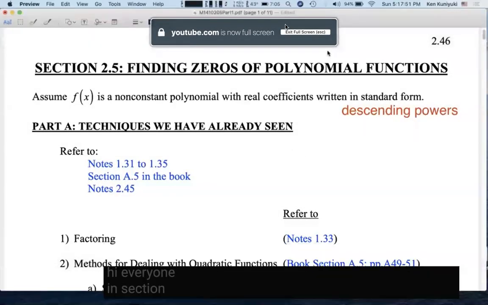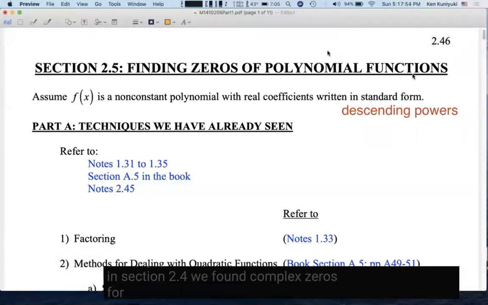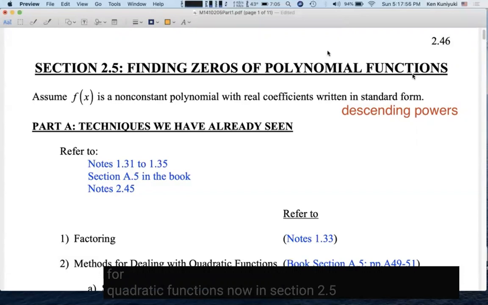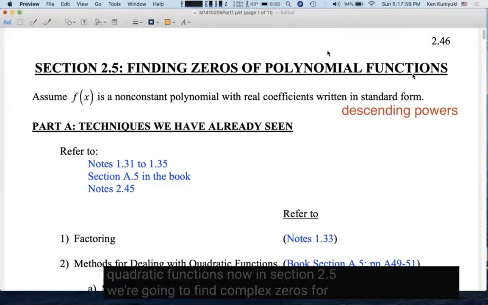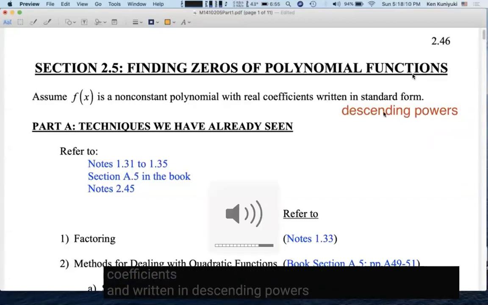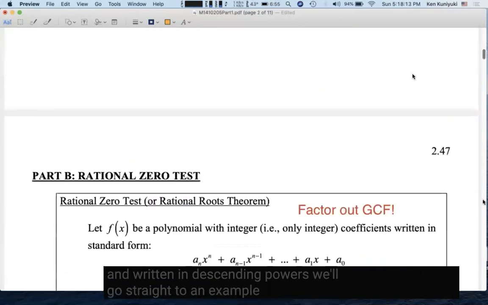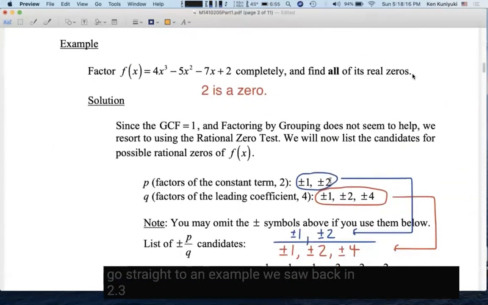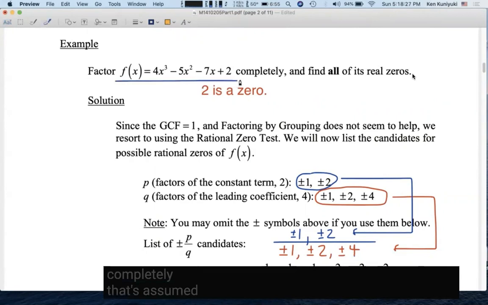Hi, everyone. In section 2.4, we found complex zeros for quadratic functions. Now, in section 2.5, we're going to find complex zeros for higher degree polynomial functions. For now, we'll typically assume that f of x is a non-constant polynomial with real coefficients and written in descending powers. We'll go straight to an example we saw back in 2.3. Factor f of x, which is 4x cubed minus 5x squared minus 7x plus 2. And by factor, we mean factor completely. That's assumed. And we're going to find all of its real zeros.